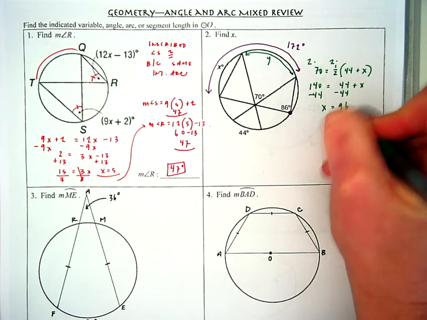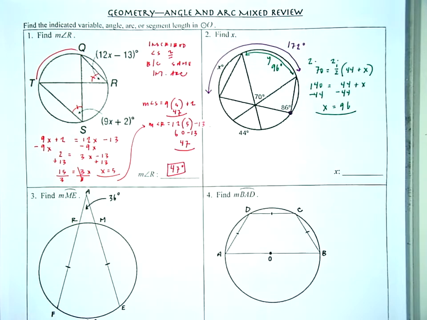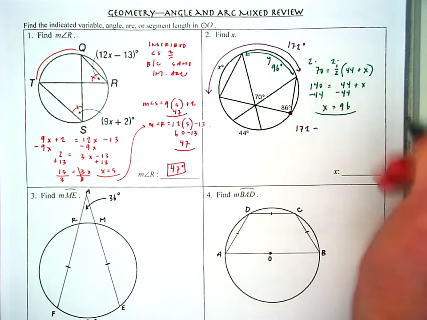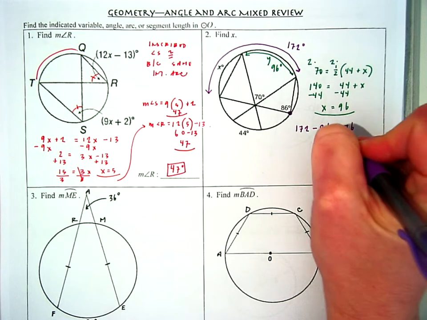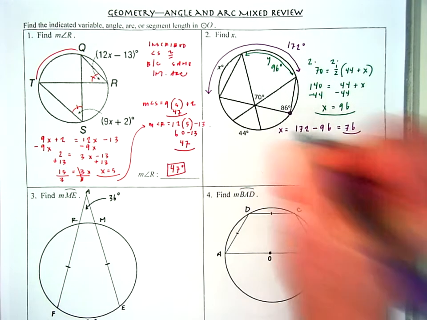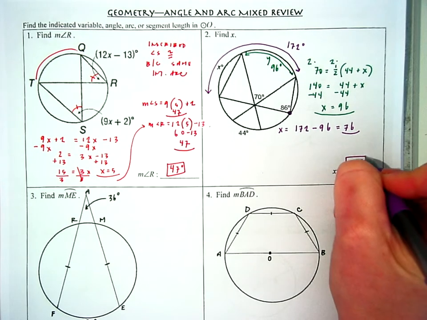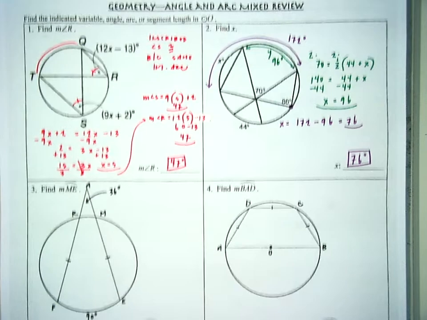So right here, we're at 96. Okay, but again, that's not what I'm solving for. I'm trying to solve for x. So to get to my final answer, I'm taking the 172, and I'm taking away the 96, and that leaves me with 76. That's my x value that I wanted. So 76 degrees would be the measure of x. Okay, next up.